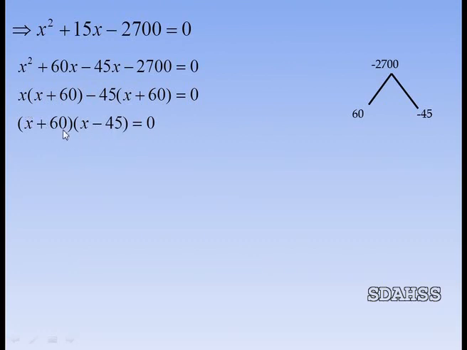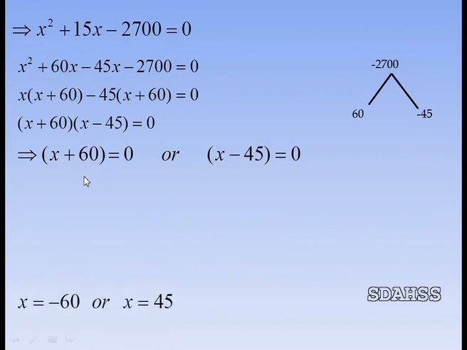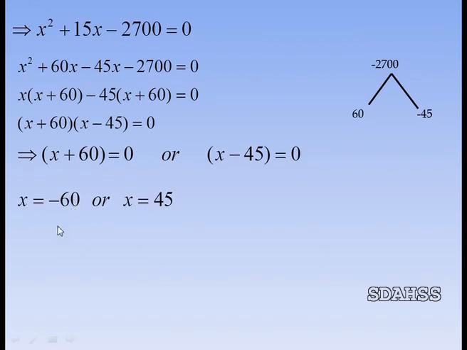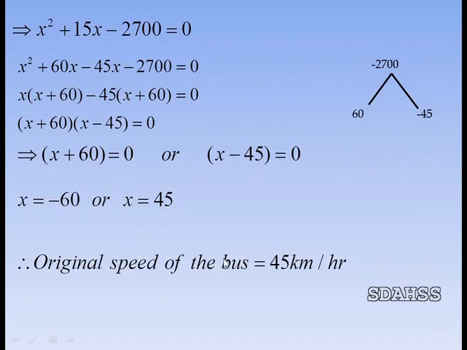Now the first factor is equal to 0 or the second factor is equal to 0. So x plus 60 equal to 0 or x minus 45 equal to 0. So x is equal to minus 60 or x is equal to 45. The speed cannot be negative, so this is not possible. So x is equal to 45. So the original speed of the bus is 45 km per hour.